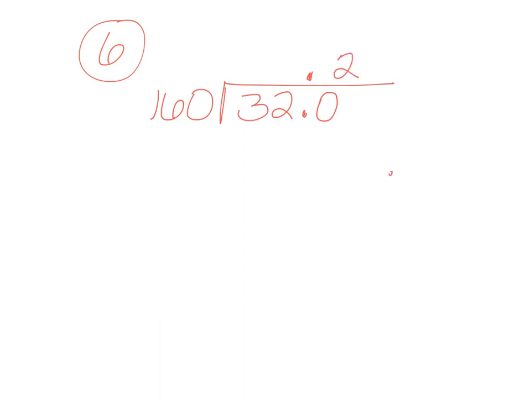All right, number 6. Divide 32 by 160. So again, this is one where the larger number goes into the smaller number. So here's my decimal. I'm going to bring it up. Now, 160 does not go into 32, so now I'm going to add a 0. And 160 does go into 320. It goes in twice evenly. So that one was pretty quick and easy.